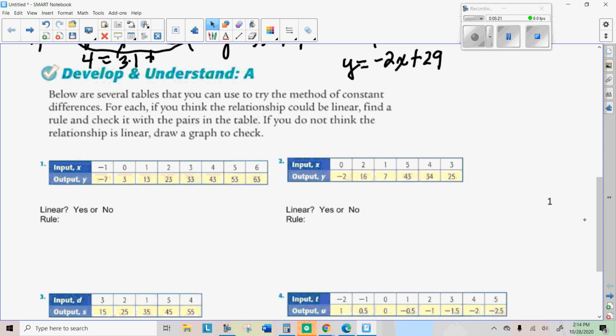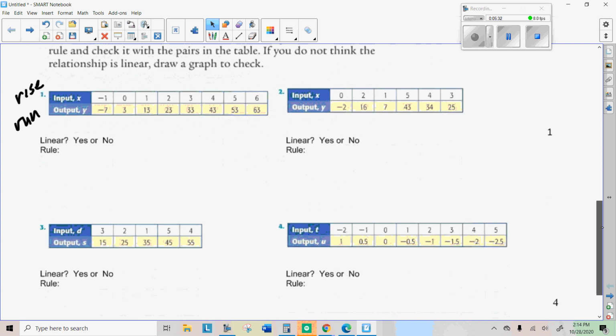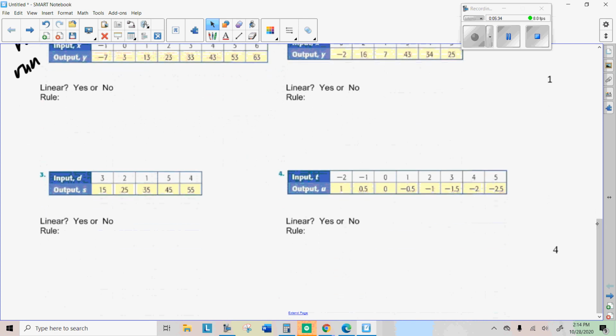And what that means basically is that your rise over your run always has to be the same. Sometimes the tables will be messed up. In fact, I'm going to do one of those right now with you first. See how the inputs here are all messed up?